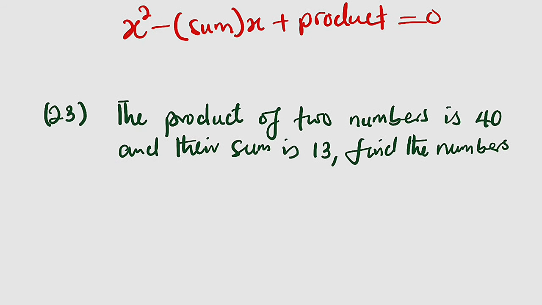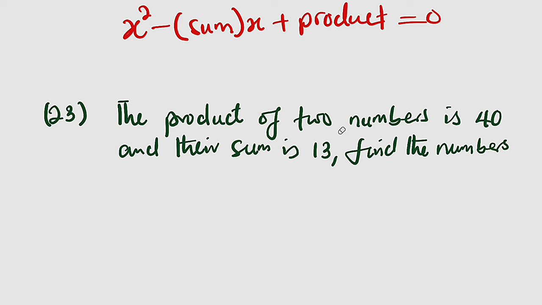Then question number 23. The product of two numbers is 40 and their sum is 13. We are asked to find the numbers. You should know that you are dealing with objective questions, so no one will see your solution. And hence, if you have any shortcut of solving a problem, you can go ahead and do that.